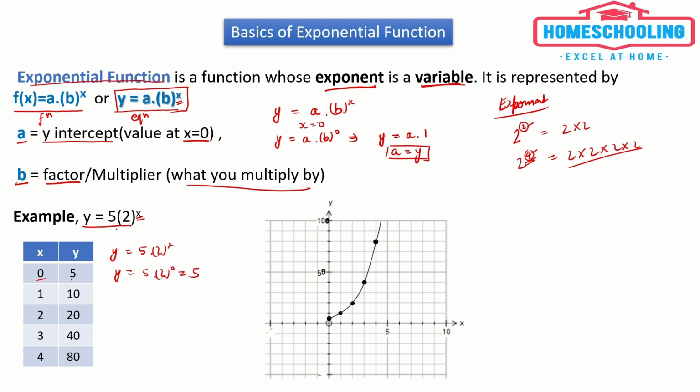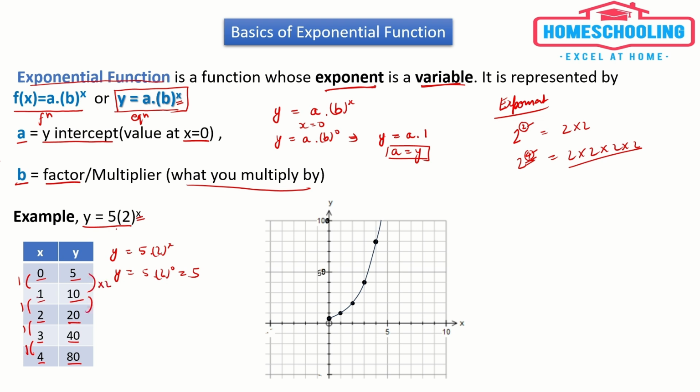So when x is equal to 0, y is 5. Similarly, when you put x as 1, your output y would be 10. Similarly, when you put x = 2 in this equation, y would be 20. When you put x = 3, your y would be 40. When x = 4, your output y is 80. As we can see here, whenever we are increasing x by 1 unit, the y value is increasing 2 times, that is, multiplied by 2.